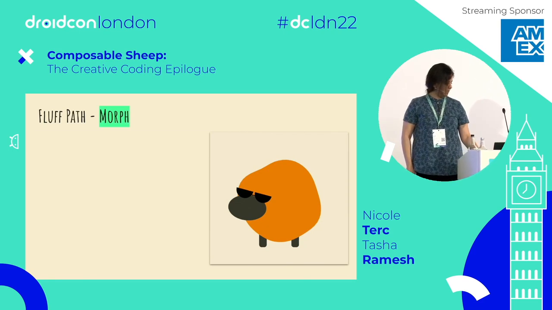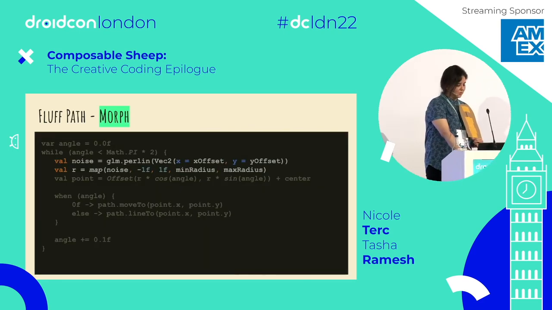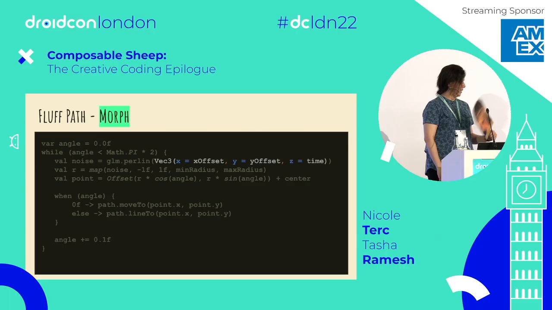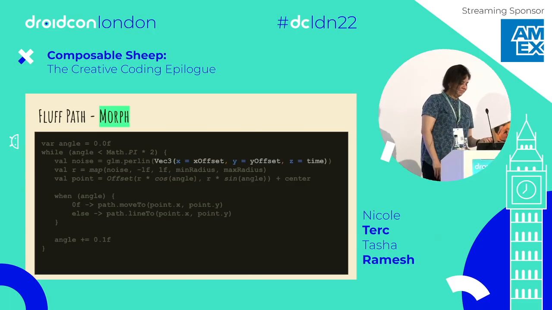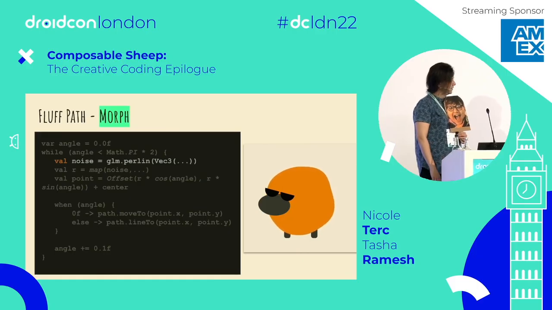So we're going to cheat a bit, and instead of going crazy and creating new things, I'm just going to change this vector right there from a 2-dimensional vector to a 3-dimensional vector and pass time. So yeah, I don't need to do anything else. Just doing that, you already obtain a really nice morphing fluffier shape.